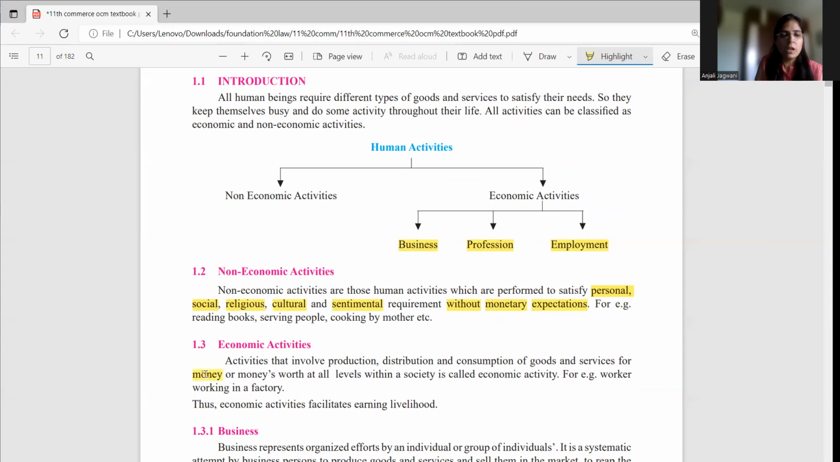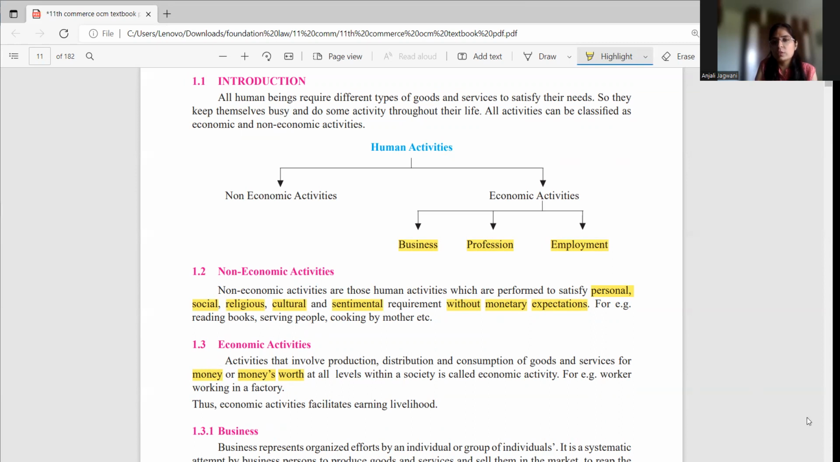Here, money or money's worth is involved. So the best difference is that in non-economic activity you don't get any monetary returns and here you get monetary returns. This is one of the important differences between a non-economic activity and an economic activity. Economic activities involve production, distribution, consumption of goods and services. Economic activities are widespread. People who are doing different businesses, people who are providing services are doing economic activities, and people who are employed are also under economic activities because they are also paid for their employment services.